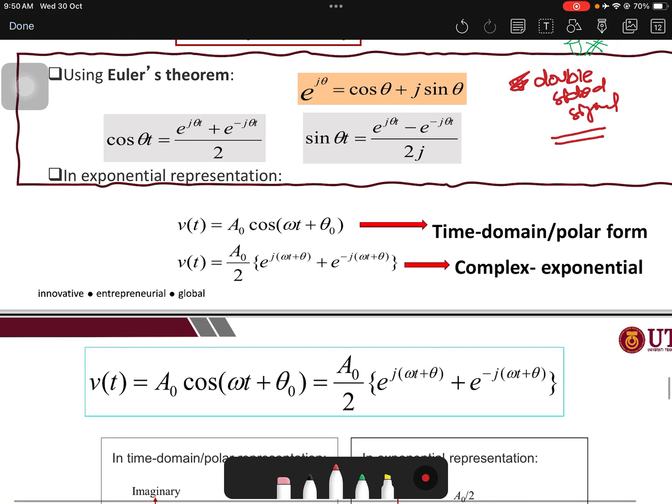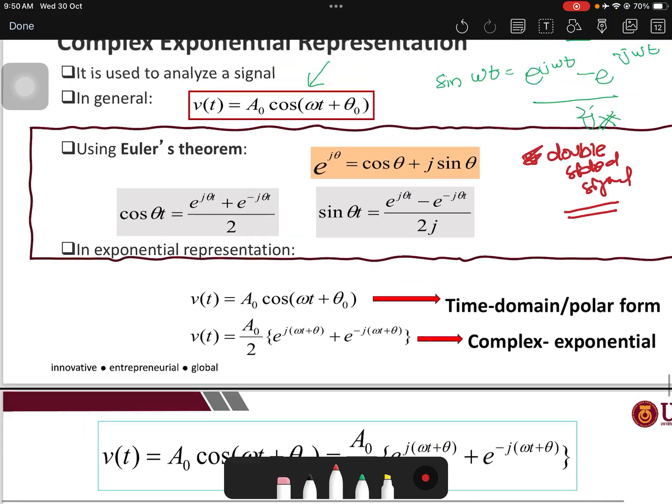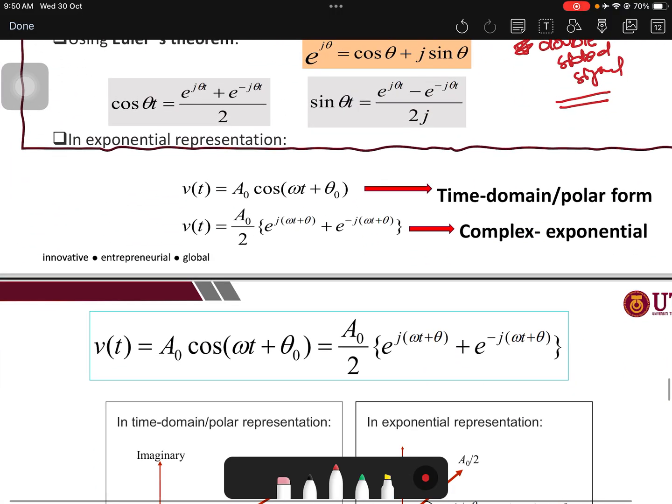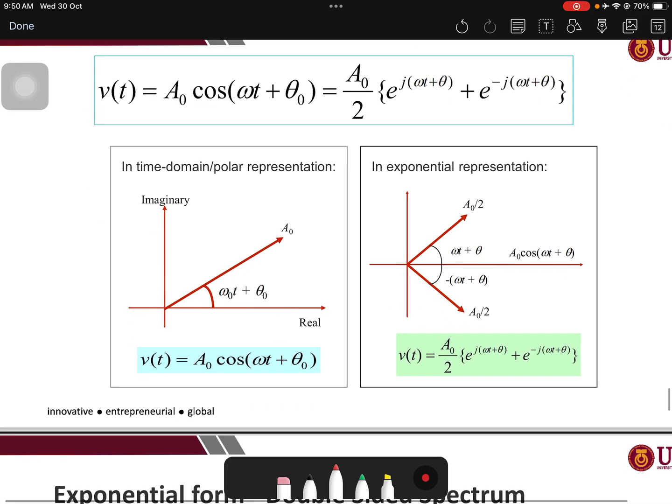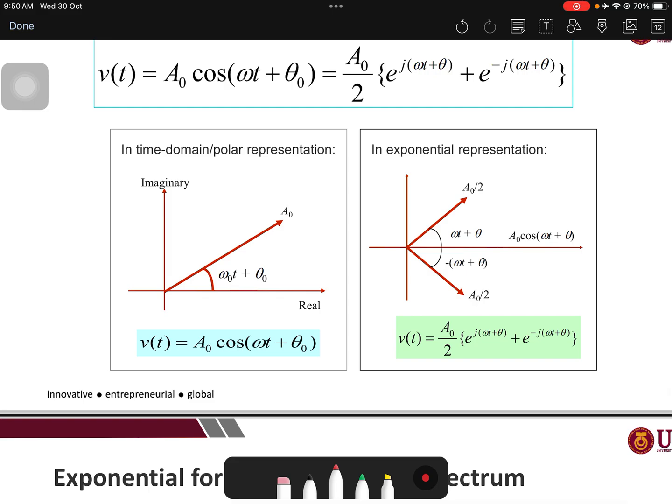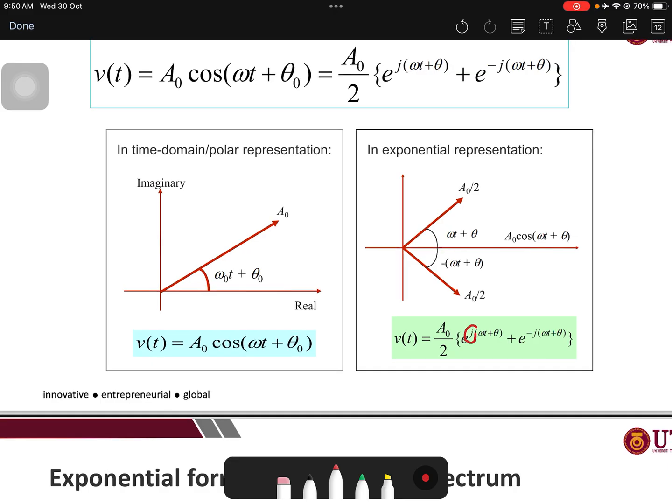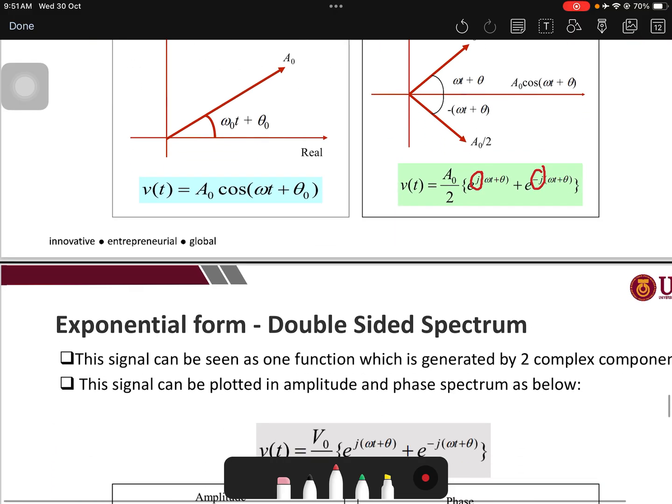As you can see here, the formula a cos omega t plus theta. This is the formula A, because technically this one belongs here, over 2. But since this is the whole number, you can just put it here. So this is the difference between the time domain or polar representation and the exponential representation. You have the imaginary, in which, as you can see, you have the positive j and negative j. From here you only have one polarity.